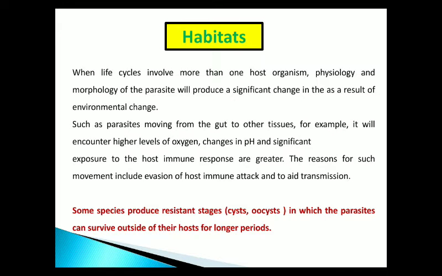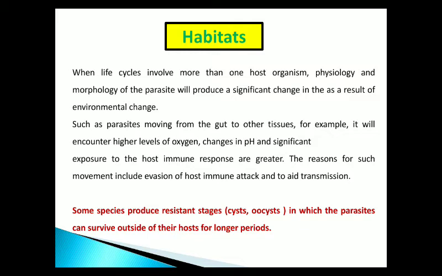For example, it will encounter higher levels of oxygen, changes in pH, and significant exposure to host immune response. That means if some parasites' first place is the gut, whenever they shift from the gut to other tissues, they will encounter some changes: oxygen concentration is different in the gut and the deeper tissues, pH is also different, and immune responses are greater in tissues.